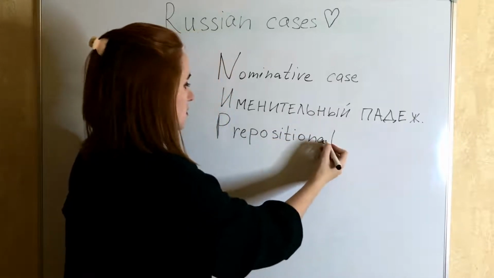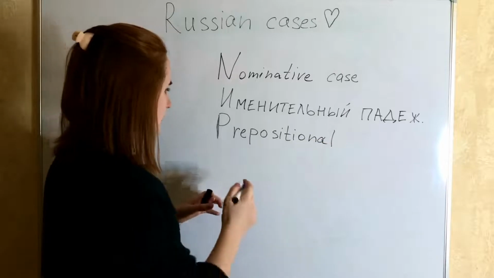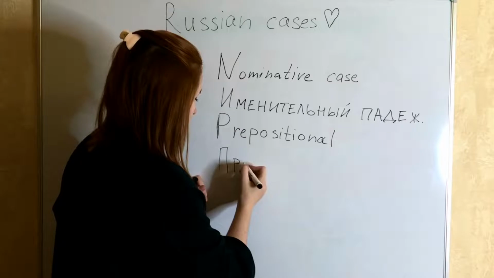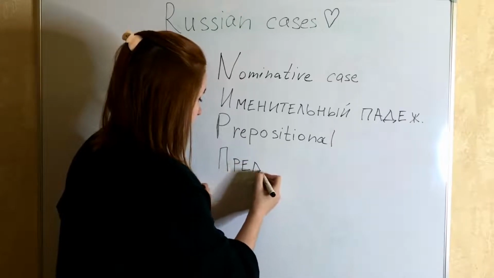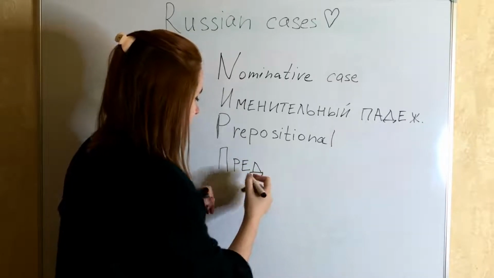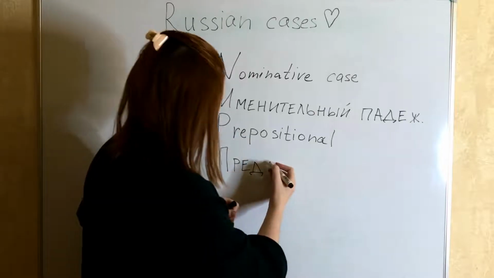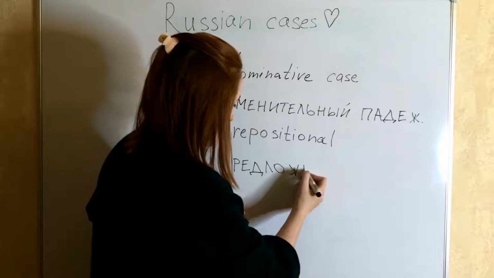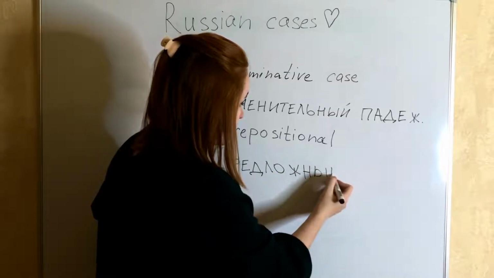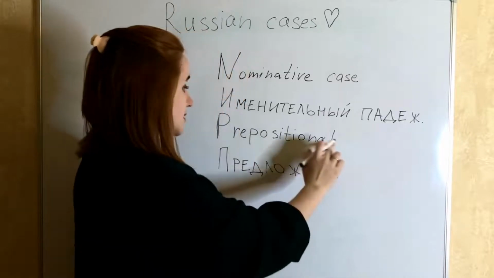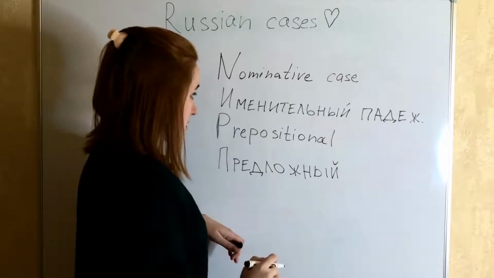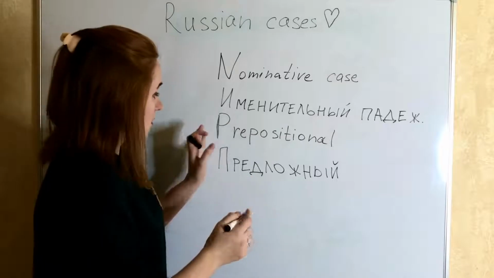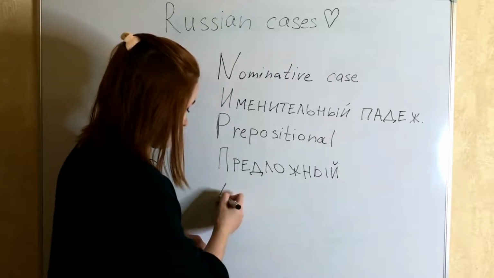Prepositional. Oh, I'm so bad today because I've been on vacation in Omsk for a month. So you can see how bad my pronunciation is and everything else together with it. Предложный падеж. Prepositional case, предложный падеж. We will talk about it in the next lesson.